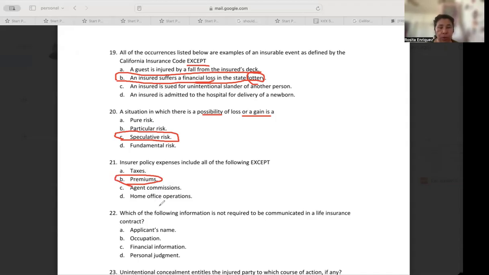Number 22. Which of the following information is not required to be communicated in a life insurance contract? And the answer is personal judgment, right? So the keyword is personal. Like there's personal things that are not required to be communicated, right? There's some things that you should not be sharing.